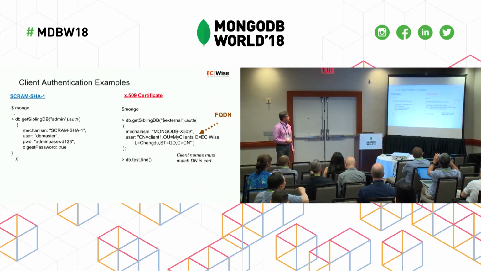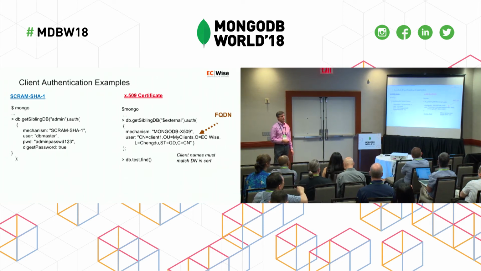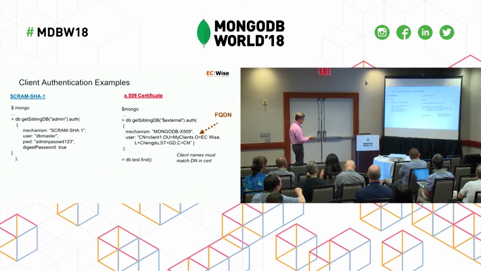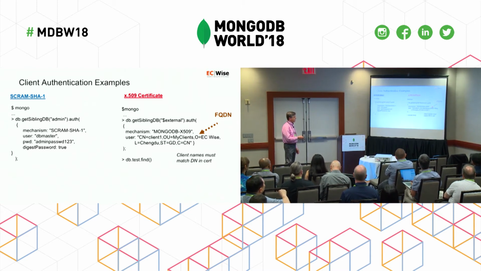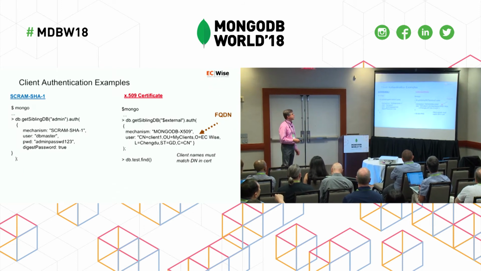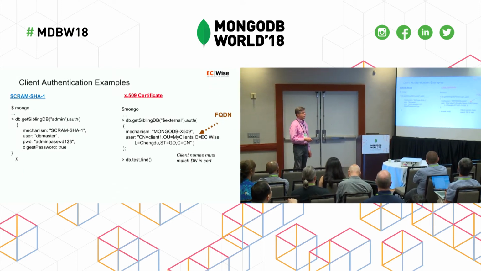In the X509 case, you're specifying that you're doing the authentication externally and that the protocol is MONGODB-X509, and then you're passing in that distinguished name as the identity of the user making the connection. At that point, you can perform whatever other functions, assuming that that user is authenticated.